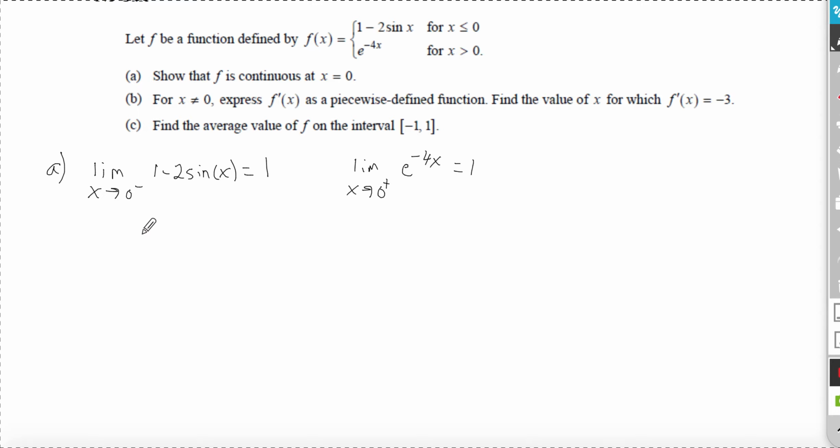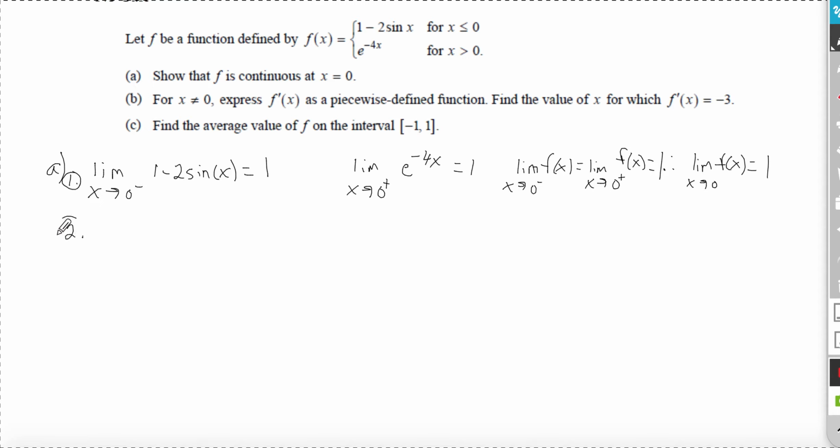So I now know that the limit as x approaches 0 from the left of f of x equals the limit as x approaches 0 from the right of f of x, and these both equal 1. Therefore, the limit as x approaches 0 of f of x exists and is 1. All right, so here's the first criteria that we need to check for continuity.